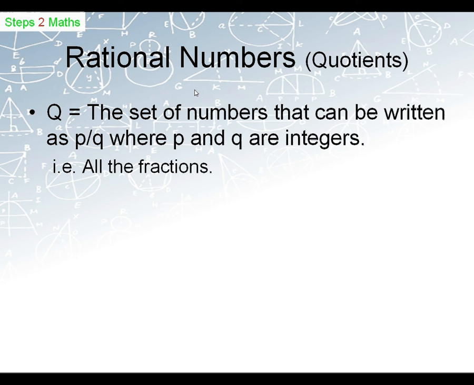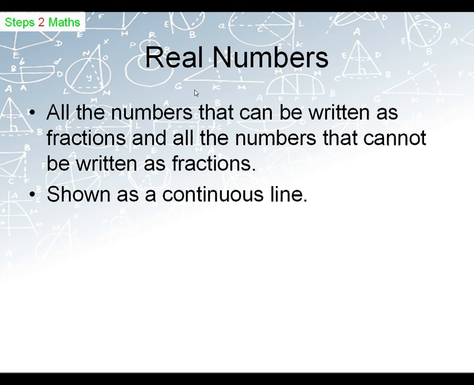Let's have a look at the final set of numbers. These are the real numbers. So the real numbers include all of the numbers that can be written as a fraction and all of the numbers that cannot be written as fractions. This is a slightly unusual concept. It's a fairly new one, that a number cannot be written as a fraction. But we include these now in the real numbers and we show them as a continuous line.